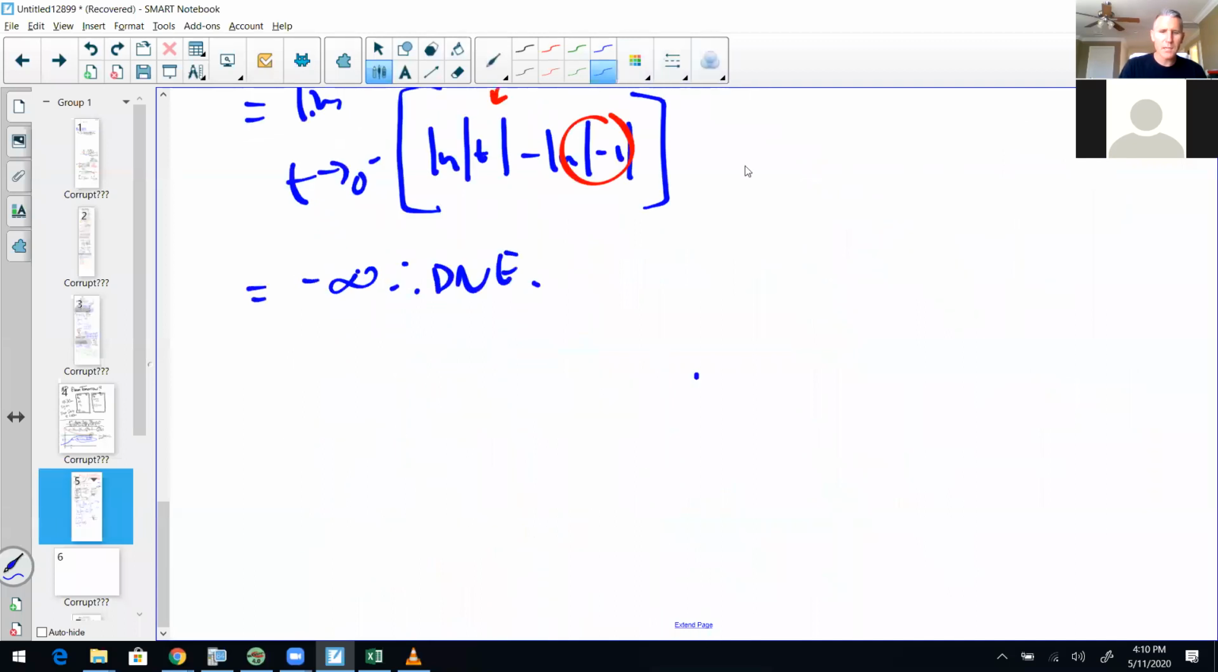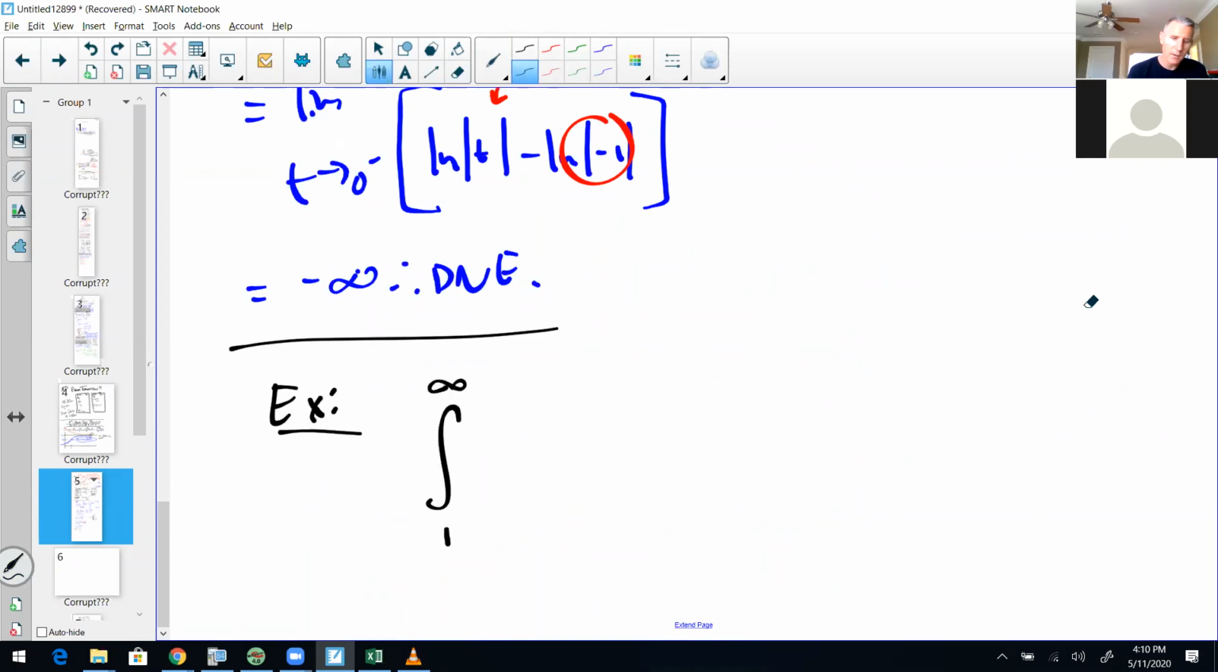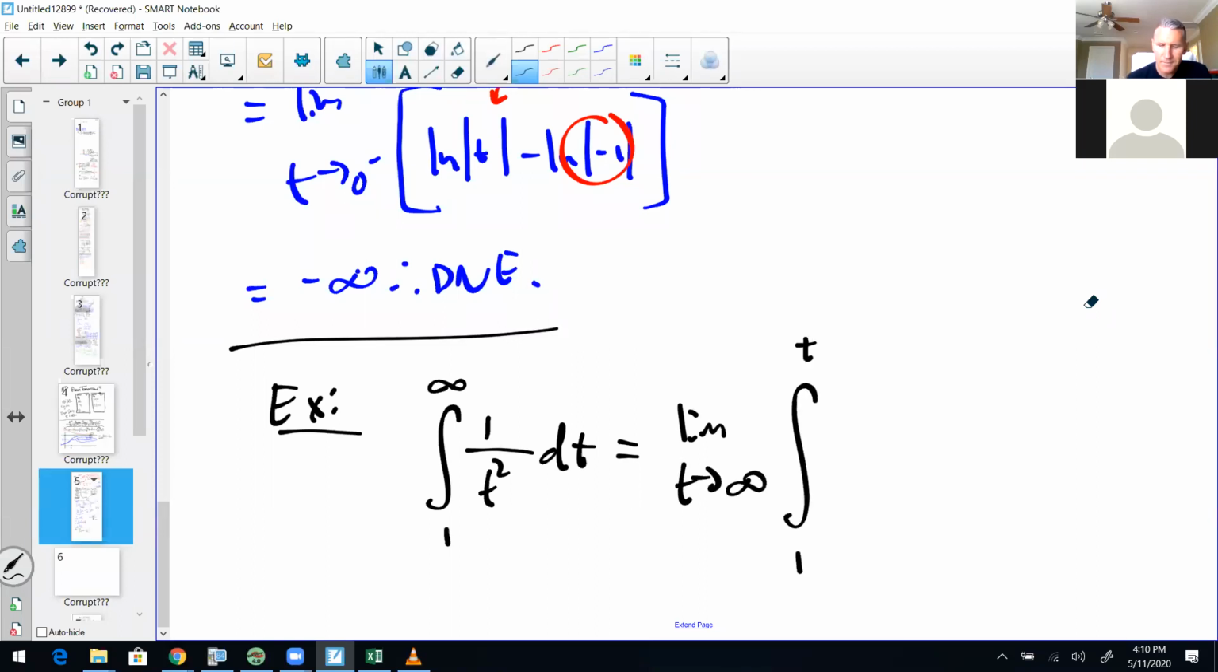The other ones that are easier to identify are where the limits are either one or both of the infinities. So another example might be the integral from 1 to infinity of 1 over t squared dt. For this, like we talked about before, the integral of 1 over t squared is not ln of absolute value of t. What we would have to do is say, first of all, this is equal to the limit as t approaches infinity of the integral from 1 to t.